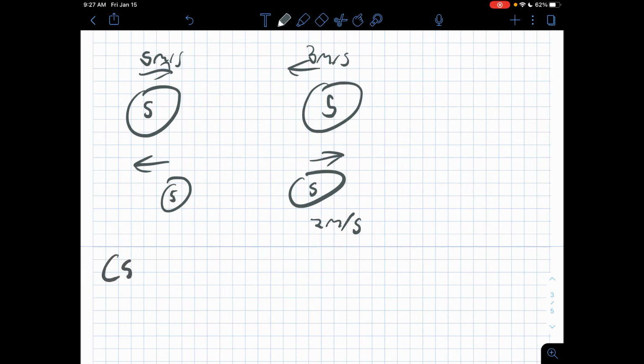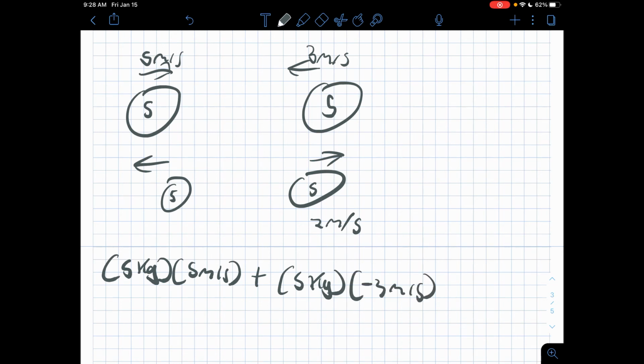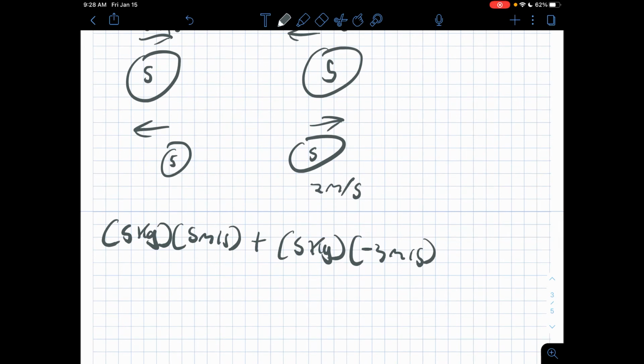So the velocity, since they both weigh the same, you can put in 5 kilograms times the first one, which is 5 meters per second. And remember, it's going to the right, so we're going to label it as positive. And the next one here, we want to add it to 5 kilograms, my bad. And then this one is going the other way, it's going left, so we're going to treat this as a negative, which is negative 3 meters per second.